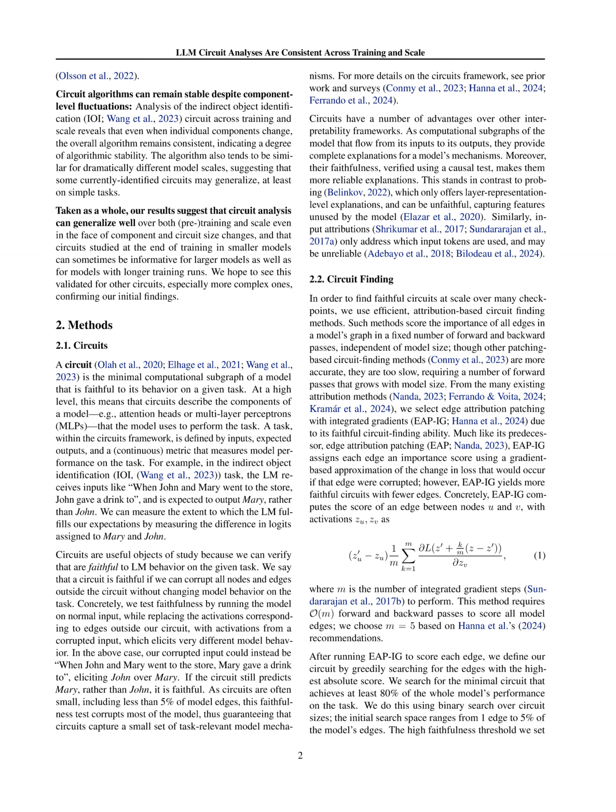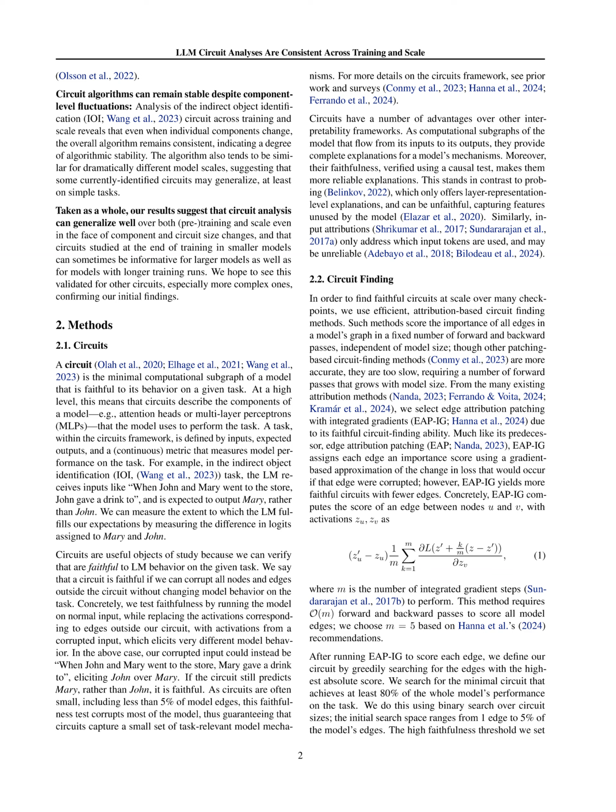After scoring each edge, the algorithm defines a circuit by greedily selecting edges with the highest absolute score. The algorithm then searches for the minimal circuit that achieves at least 80% of the whole model's performance on the task. This high faithfulness threshold ensures that the circuits capture a small set of task-relevant model mechanisms. The method of EAPIG allows for efficient and accurate circuit finding, making it a valuable tool for studying model mechanisms and interpretability.